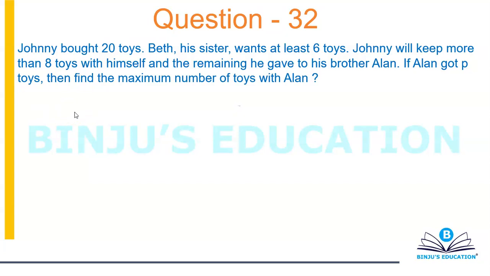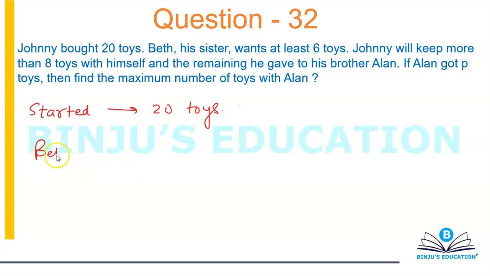So Johnny bought 20 toys. Beth, his sister, wants at least 6 toys. Johnny will keep more than 8 toys with himself, and the remaining he gave to his brother Alan. If Alan got P toys, then find the maximum number of toys with Alan. Okay, so we started with 20 toys because that's exactly the number that Johnny bought.